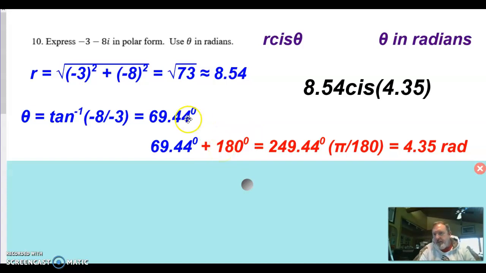So if you like degrees, that's fine. Get your final answer, then change it to radians. Pi over 180 will do that. Otherwise, you can put in radians right away and just remember to add 3.14. So now I have r, now I have theta, and I can write this r cis theta, and this complex number is now in polar form.